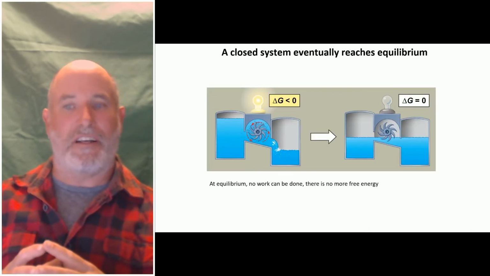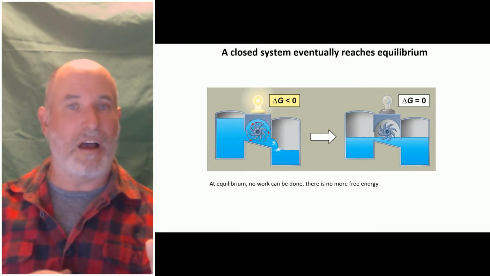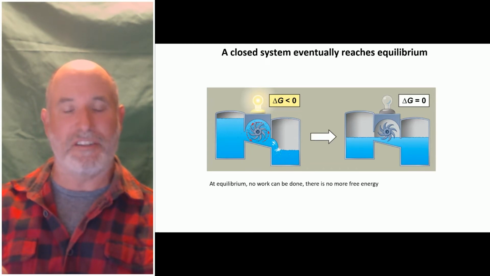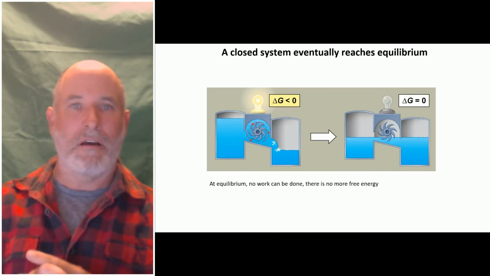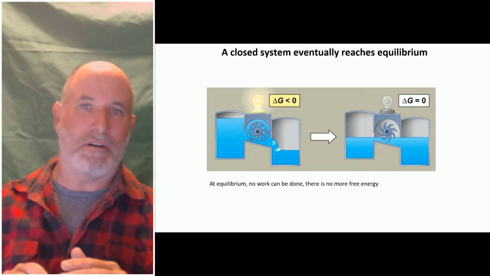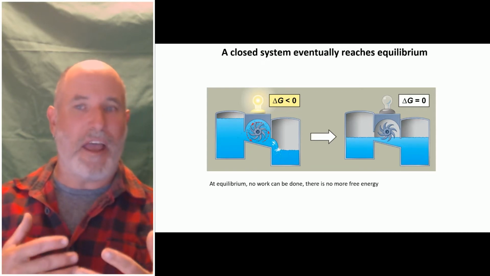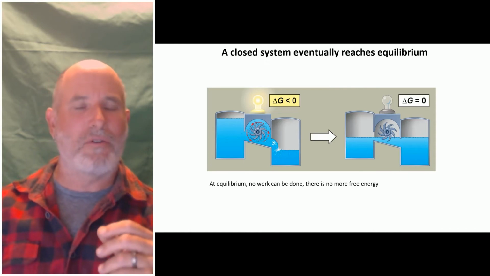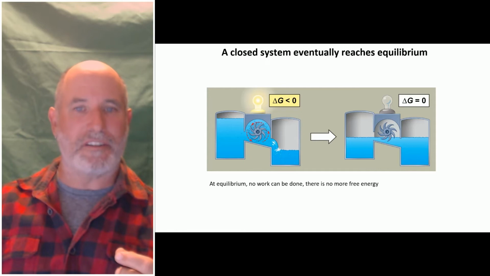So this is interesting. Here's a closed system. Initially, all closed systems have a delta G less than 0, which means they have energy available to do work. But eventually, closed systems all go to delta G equals 0. They all go to equilibrium. They haven't lost any energy, but the energy has been degraded as they reach equilibrium and entropy increases.